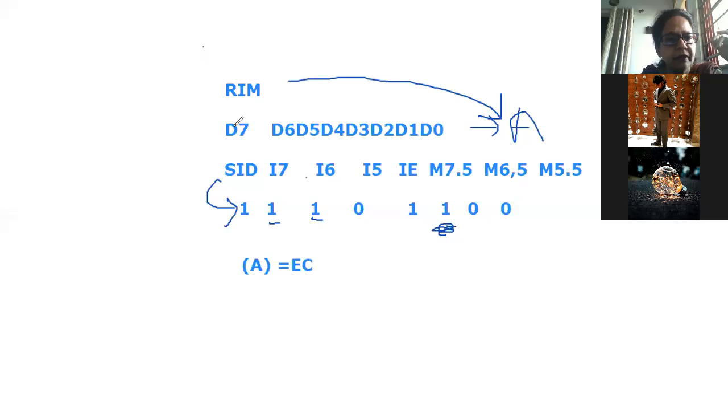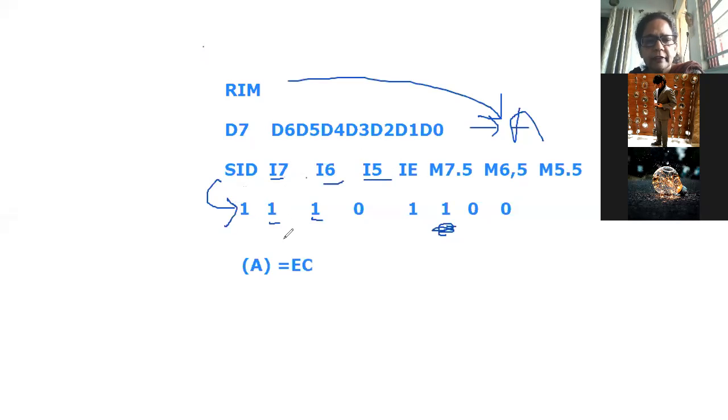Now the D7 bit represents the SID, that is serial input data. What data is on the SID pin will be read by this particular instruction. So if the D7th bit is 1, that means there is high voltage on the SID pin. If it is 0, that means the SID pin has 0 data. Now D6, D5, D4 will tell you which interrupts are pending. Correct? 1 indicates it is pending, 0 indicates it is not pending.